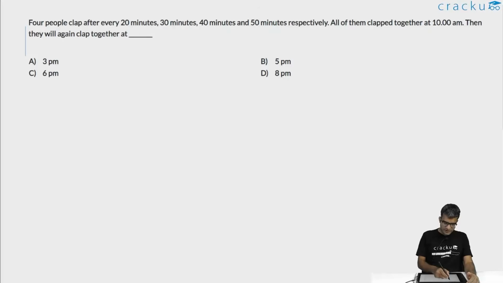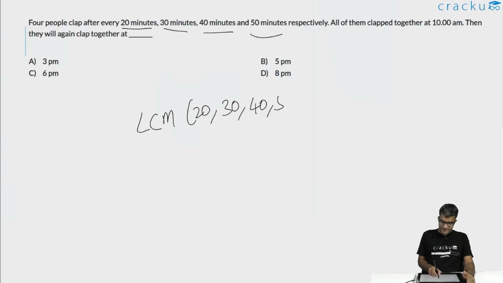In this question, we are told that there are 4 people. One of them claps every 20 minutes, another one claps after every 30 minutes, another one claps after every 40 minutes, and another one claps after every 50 minutes. So all of them will clap together after the least common multiple of 20, 30, 40 and 50.